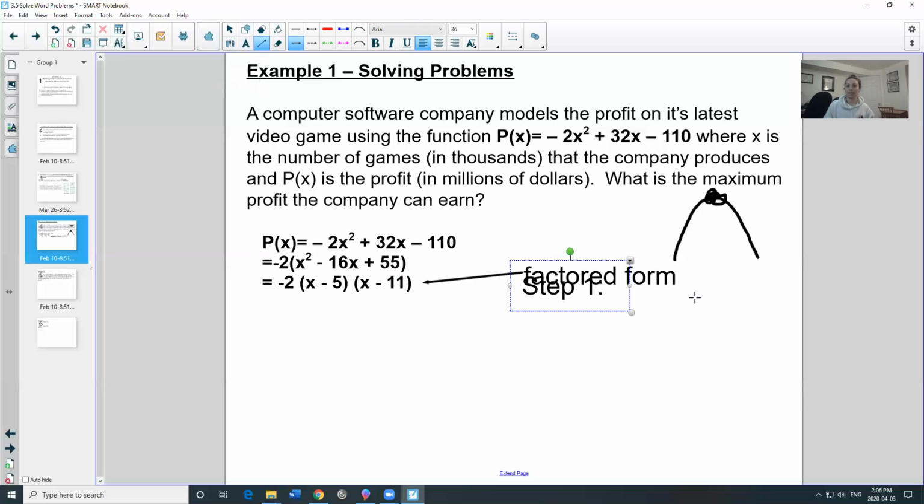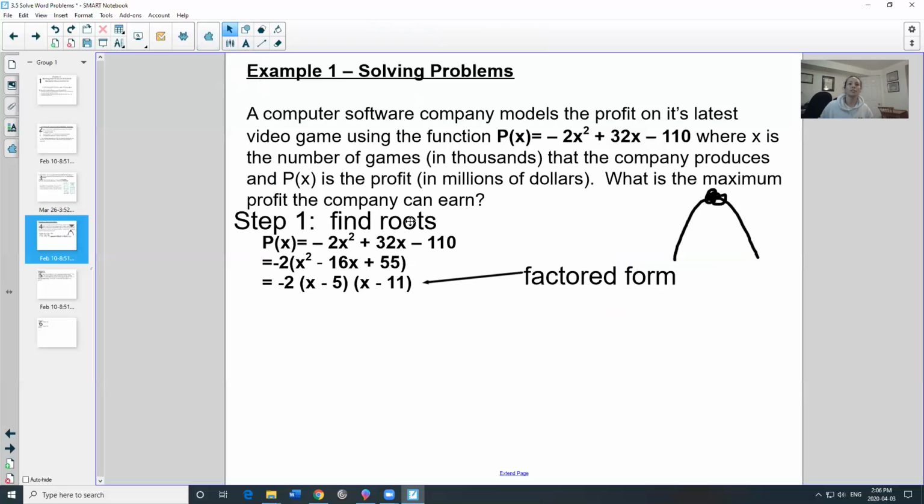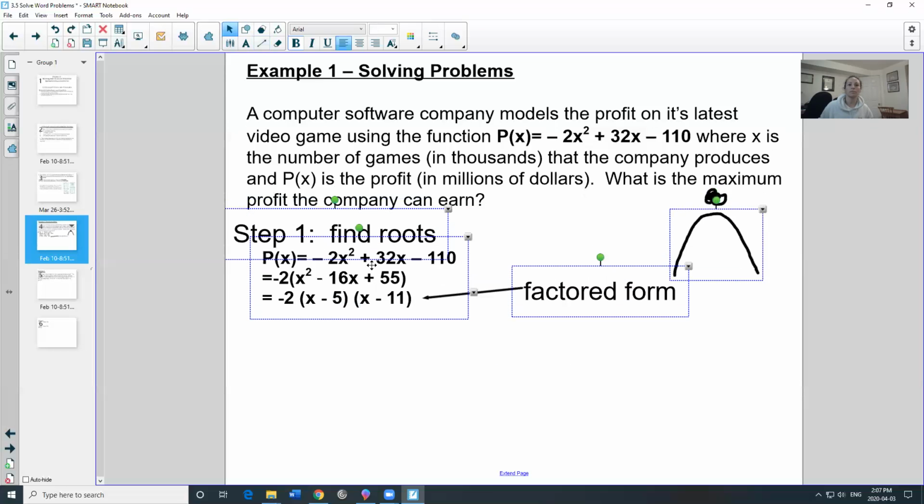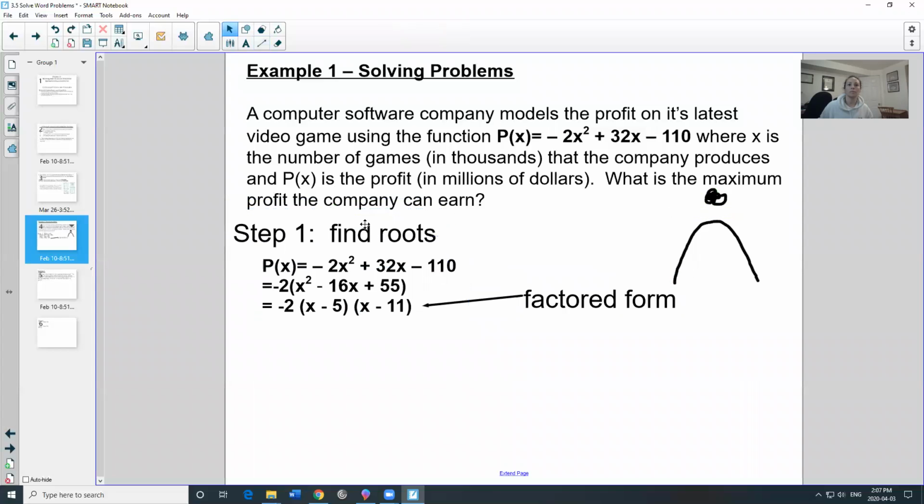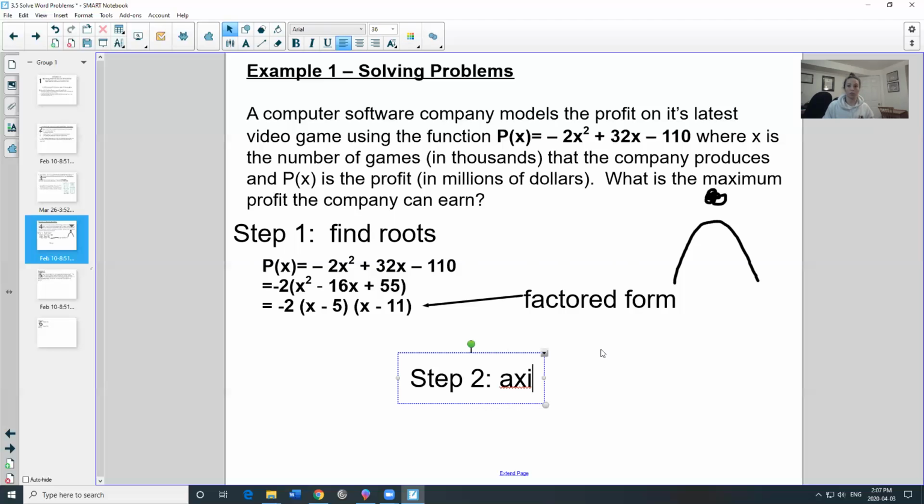Oh, you'll see what I'm doing. So this is find roots. The first thing we're going to do is find our roots. And the next step, once we've found our factored form or our roots, is we need to find our axis of symmetry.